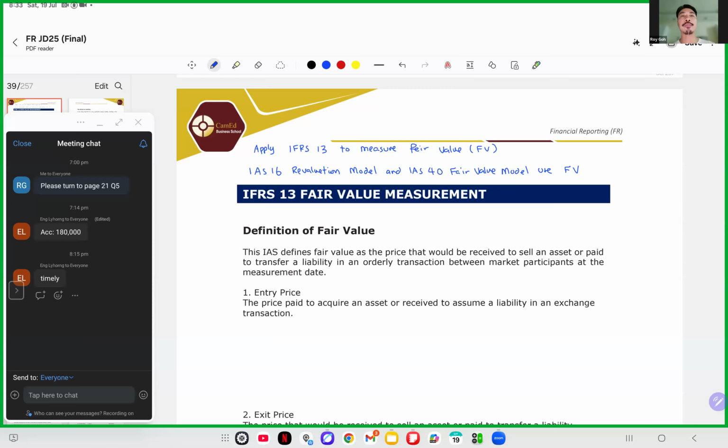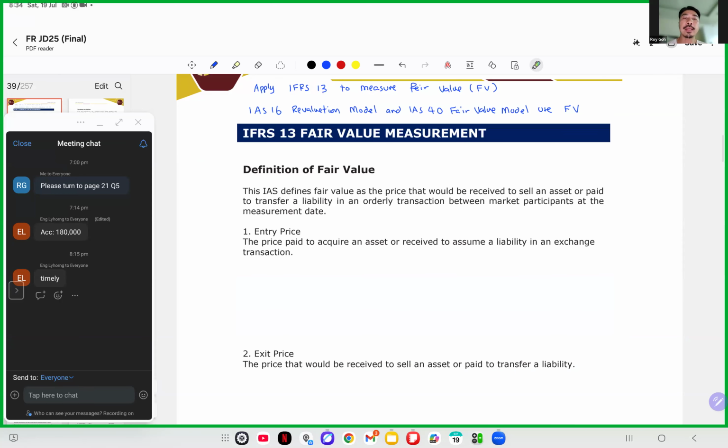IFRS 13 comes first. What do they do? They give you the meaning of fair value. And then IAS 16 will use the fair value in its revaluation model. IAS 40 will use the fair value in its fair value model. So which one comes first? IFRS 13 comes first. All clear so far?